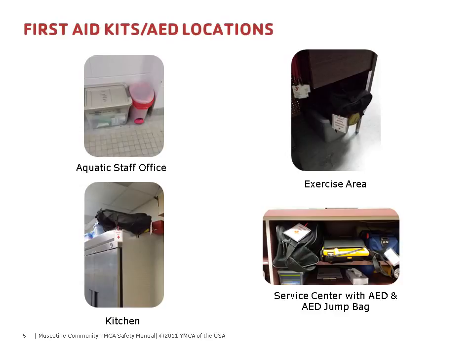First aid kits and AED locations. There are several first aid kits located throughout the building, but the 4 main kits are located in the aquatic staff office, the kitchen, the exercise area, and the service center, along with the AED and the AED jump bag. The staff that work in those areas with the main first aid kits are responsible for bringing the kits with them in the cases of an emergency or building evacuation.